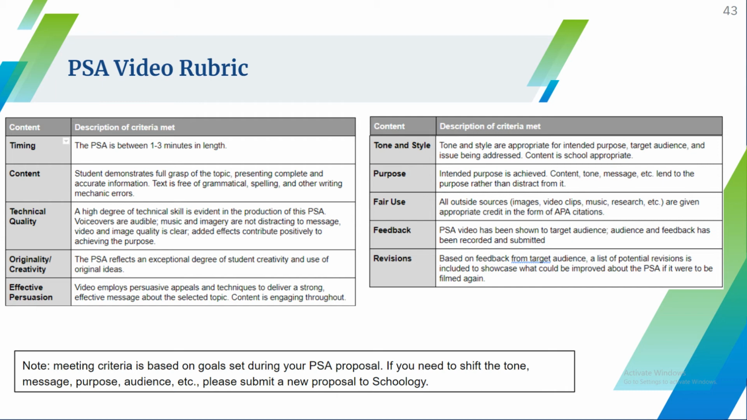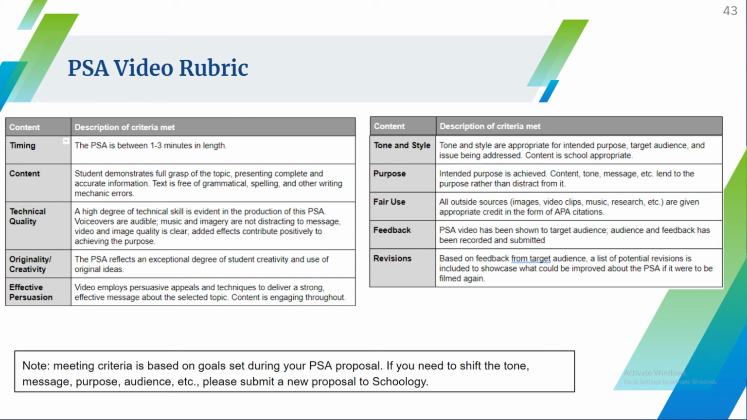Content would be that you are demonstrating full grasp of the topic, so we're obviously getting an understanding of what you're trying to convince us of. You're presenting complete and accurate information. Use stuff that you've researched. It does not need to be a research-based PSA, but make sure that we are getting not just an emotional appeal or not just a logical appeal, but that you got the total package there.